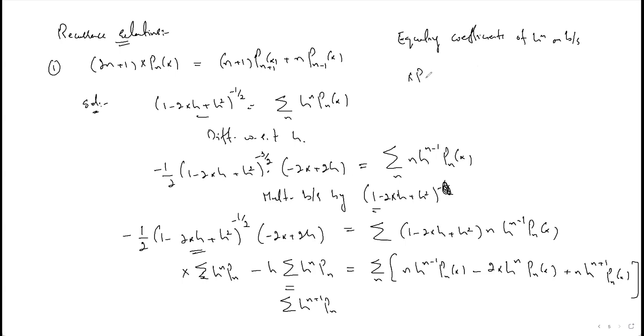It will be x pn of x here, right? So taking n equal to n minus 1, it will be minus p n minus 1 of x. Here n equal to n plus 1, so it will be n plus 1 pn plus 1 of x. Here it is the same, so it will be minus 2x pn of x. Okay, plus, to make it h raised to power n, n will be equal to n minus 1, so it will be n minus 1 pn minus 1 of x.